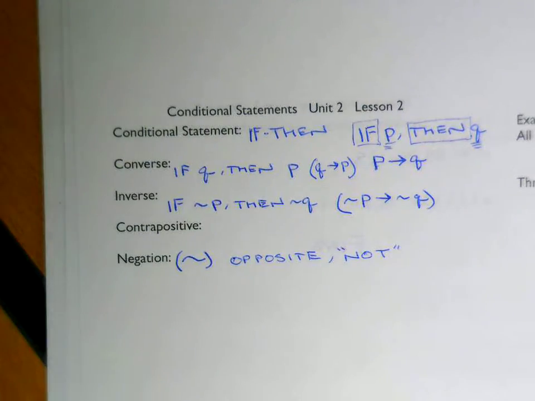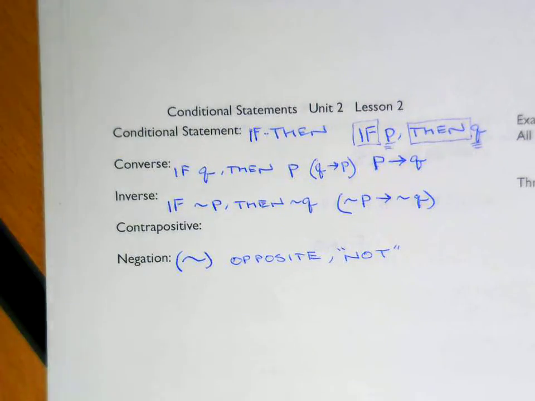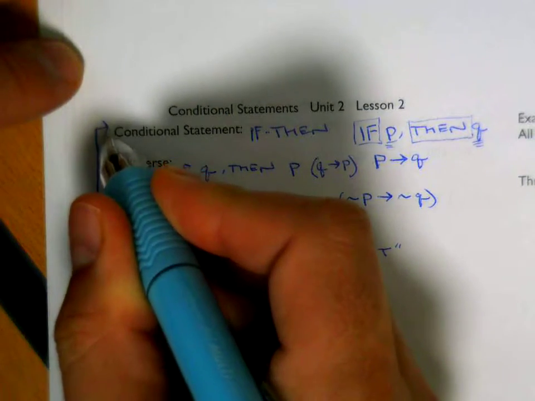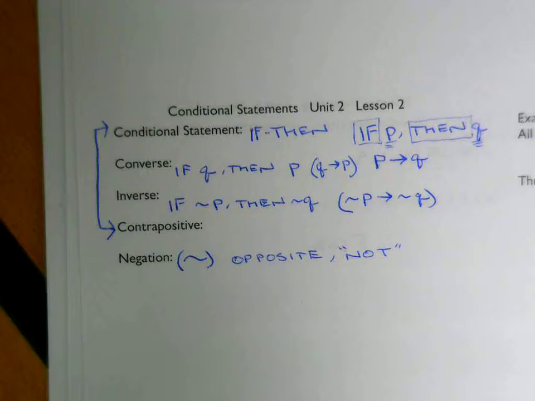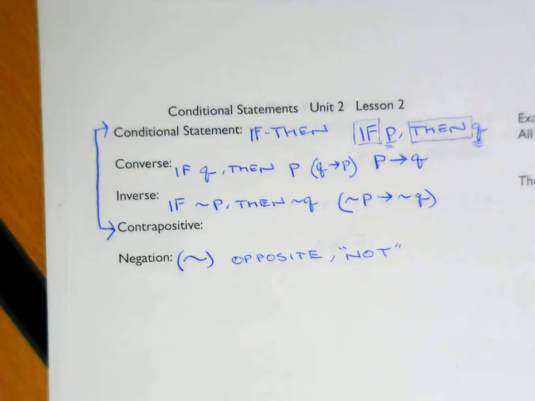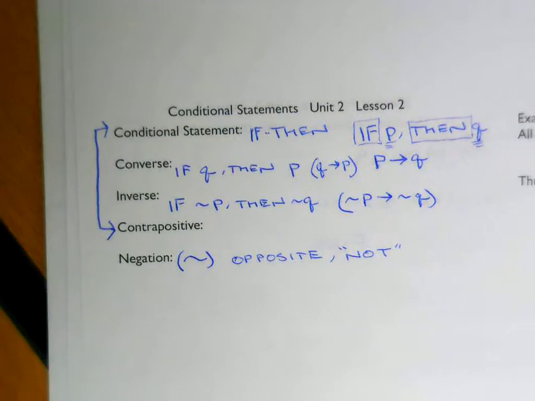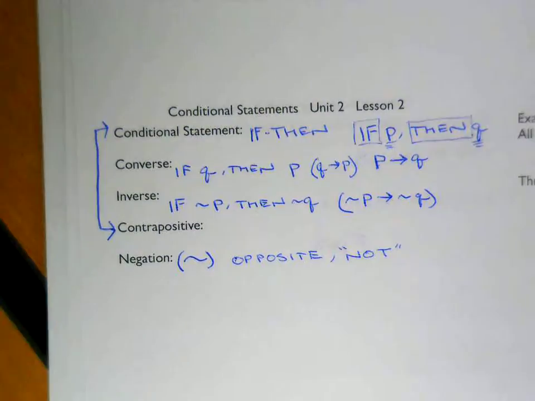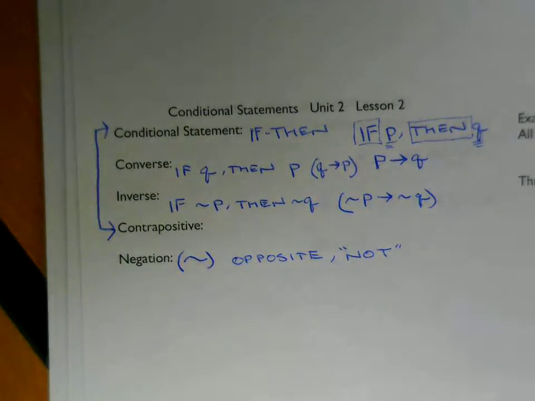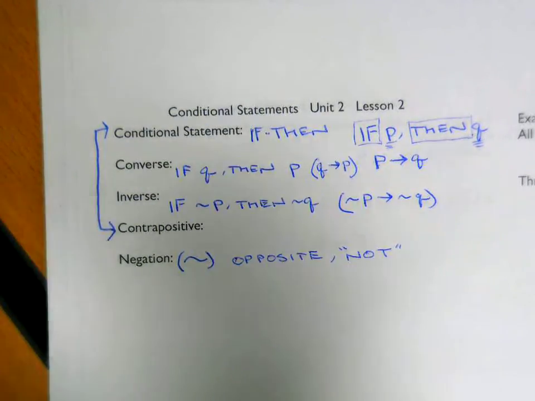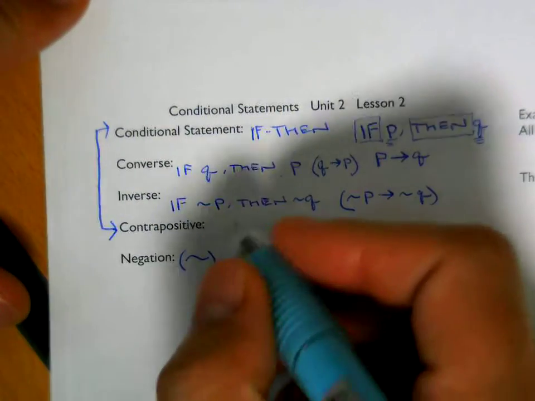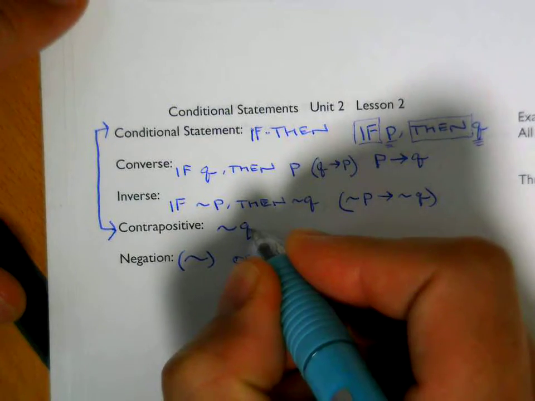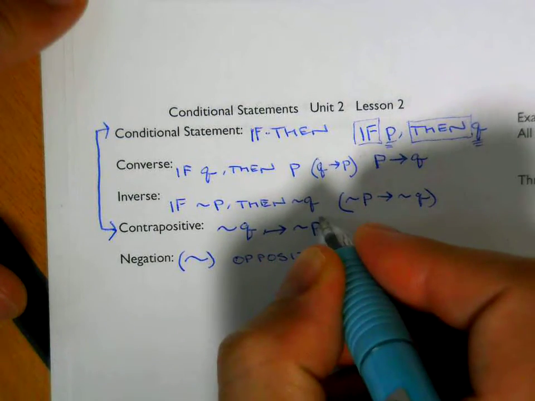The contrapositive is the logical equivalent of our conditional statement. Later on we will show that if the conditional statement is true, then the contrapositive is true, and if the conditional statement is false, then the contrapositive will also be false. But for right now, we'll just take that for granted. The contrapositive is both the converse and the inverse: we're going to switch them around and negate them. So it would be if not Q, then not P.